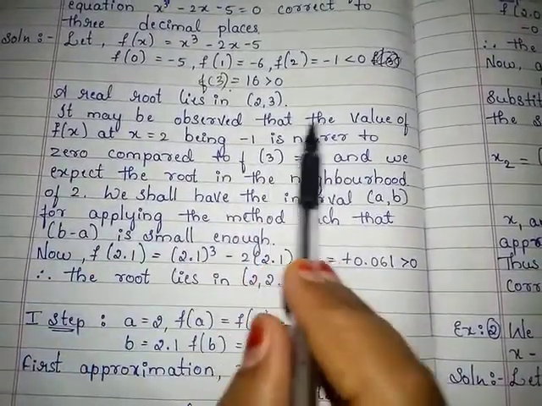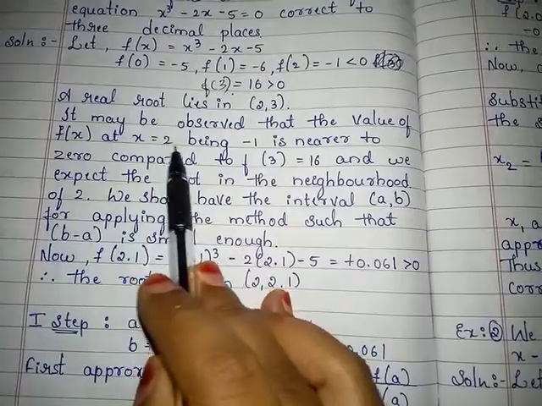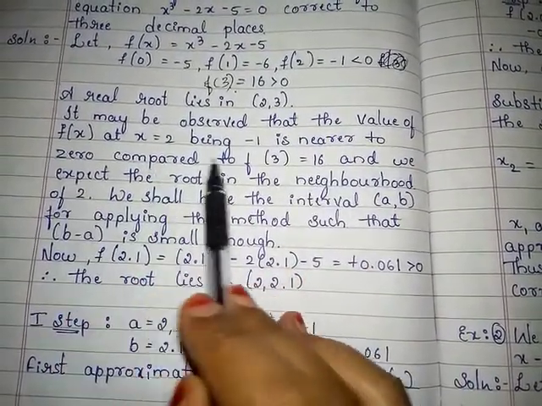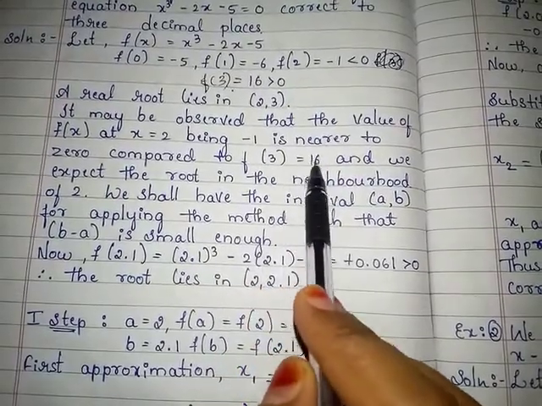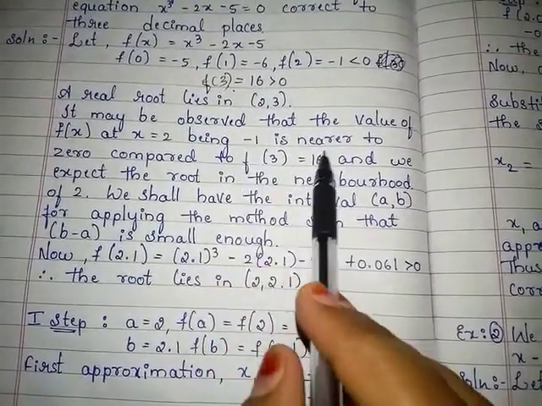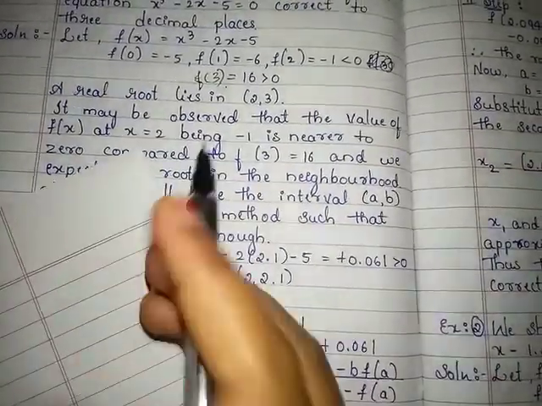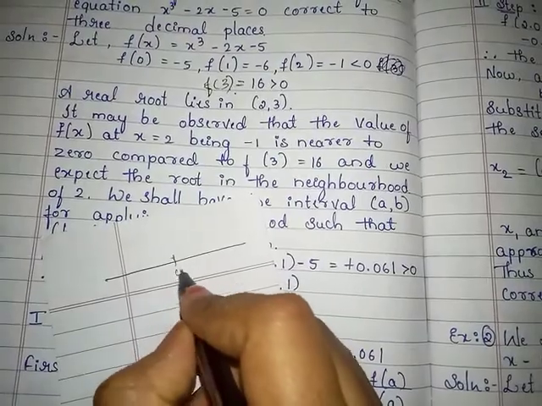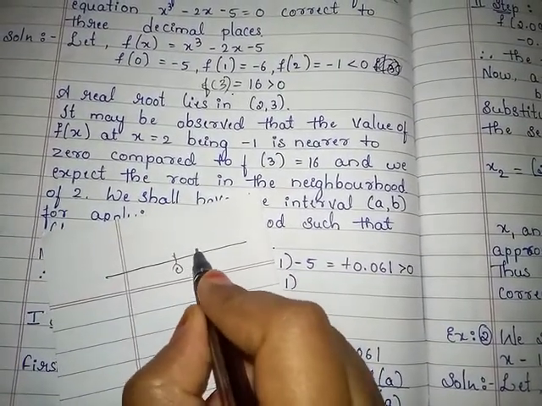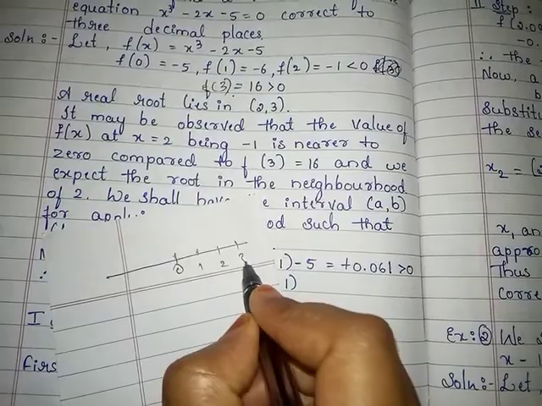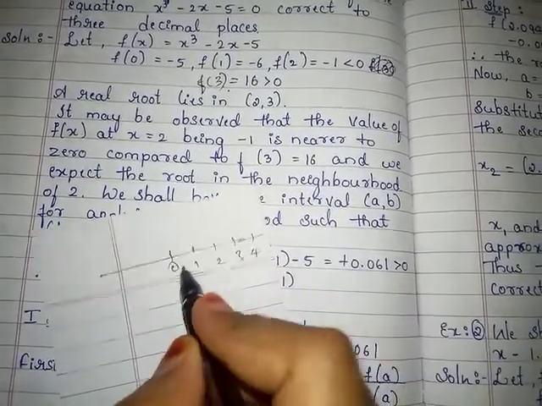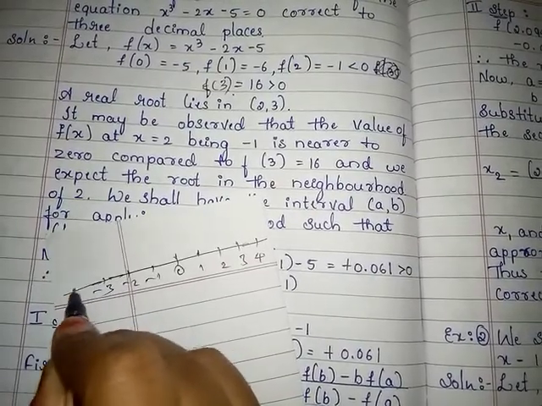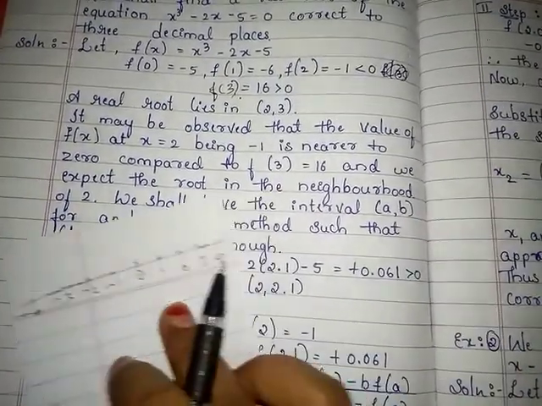It may be observed that the value of f(x) at x = 2, being -1, is nearer to 0 compared to f(3) = 16. See here, -1 and 16. In a real line, this is the real line. This is 1, 2, 3, 4 and so on. Minus 1, minus 2, minus 3, minus 4 and so on.